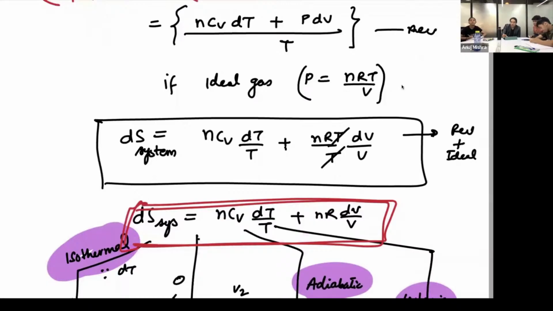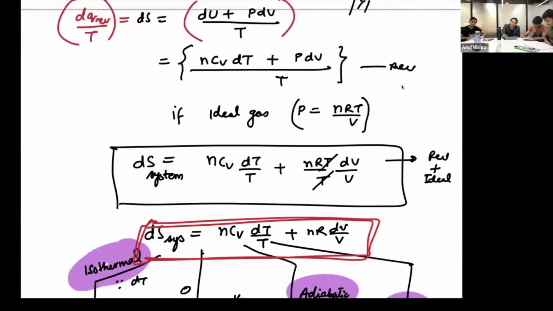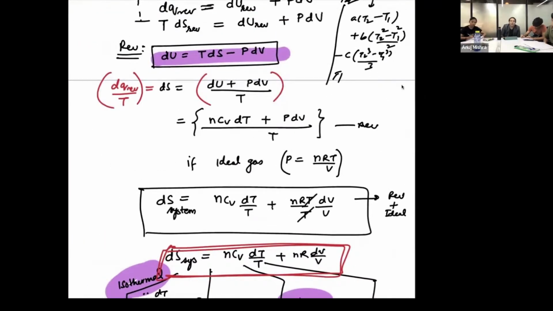dS system is nCv dT upon T plus nR dV upon V. Note down: nCv dT upon T plus nR dV upon V. Now, what about the isothermal case?